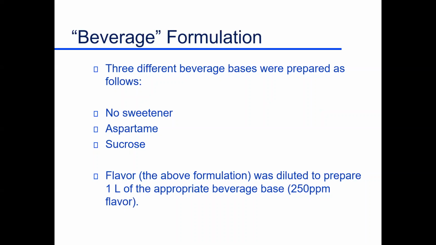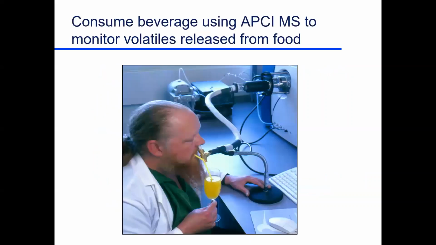Three different samples were prepared. One was a beverage flavor with no sweetener. One was sweetened with aspartame. One was sweetened with sucrose. And so we prepared a beverage base, 200 parts per million flavor, and then did some analysis. And that's a friend in the United Kingdom. So he's having his sugar sweetened, aspartame sweetened, whatever beverage, and he's sucking it into his mouth.